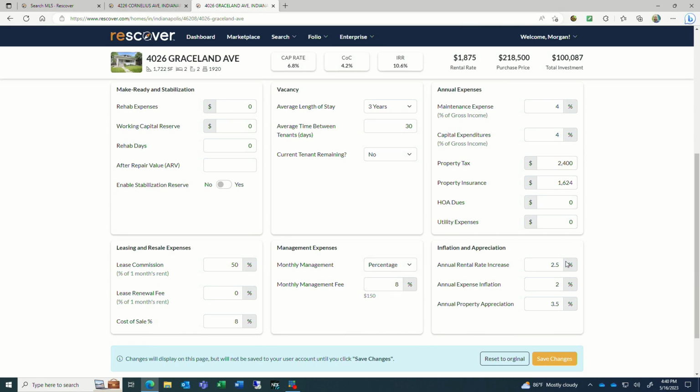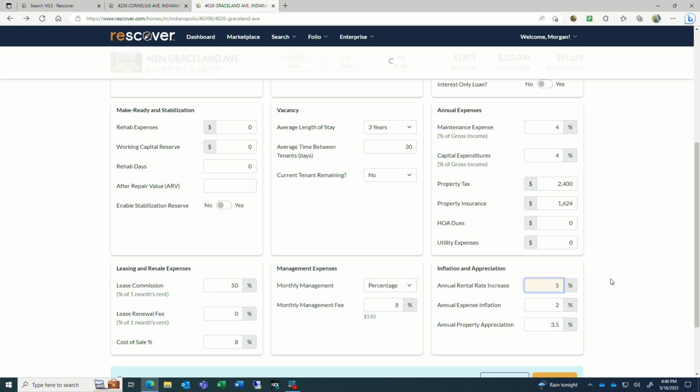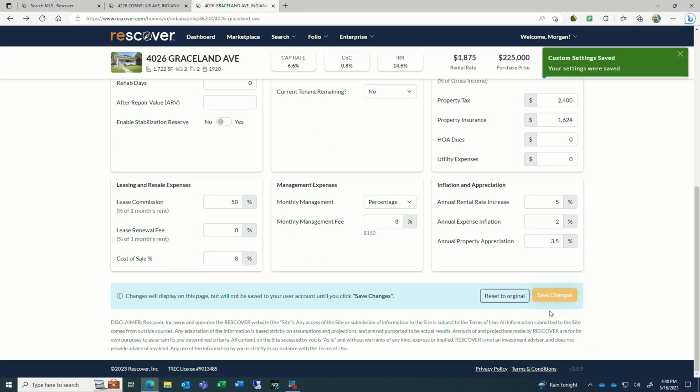So let's say, what do you want to do with the rent? You think it's going to go up faster or slower? I would say it's probably gonna go up faster. Okay, so let's change it to 5. Let's see what happens. I'm going to say it's going to change at 5. Click save. There we go.